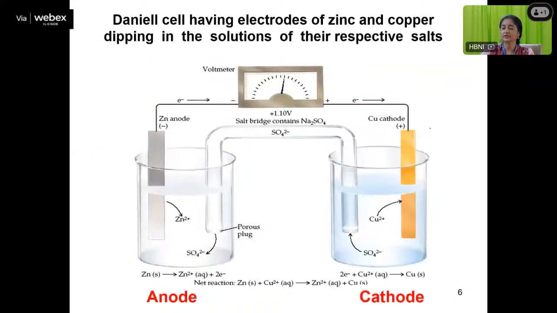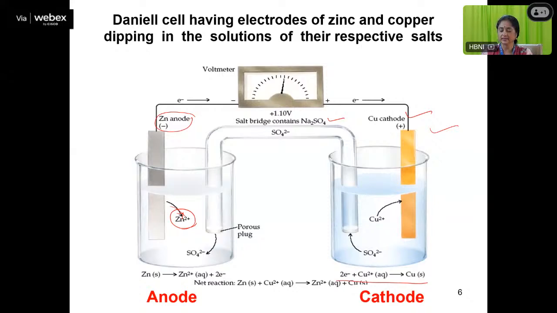Now this is the pictorial diagram of a Daniel cell. This is the zinc electrode where oxidation is happening, zinc is becoming zinc 2 plus. When zinc becomes zinc 2 plus, you can imagine that in the zinc sulfate solution zinc ions are increasing. So for electrical neutrality, the sulfate ion will come from the salt bridge. This salt bridge contains Na2SO4, where the ions can transport easily from one beaker to the other beaker. And this is the copper cathode, which is positively charged, and this reaction is happening at the cathode.